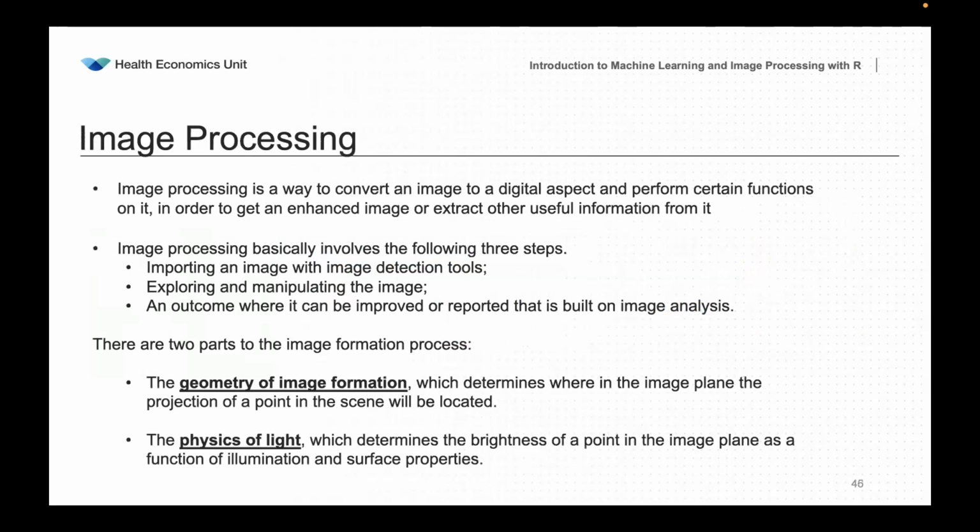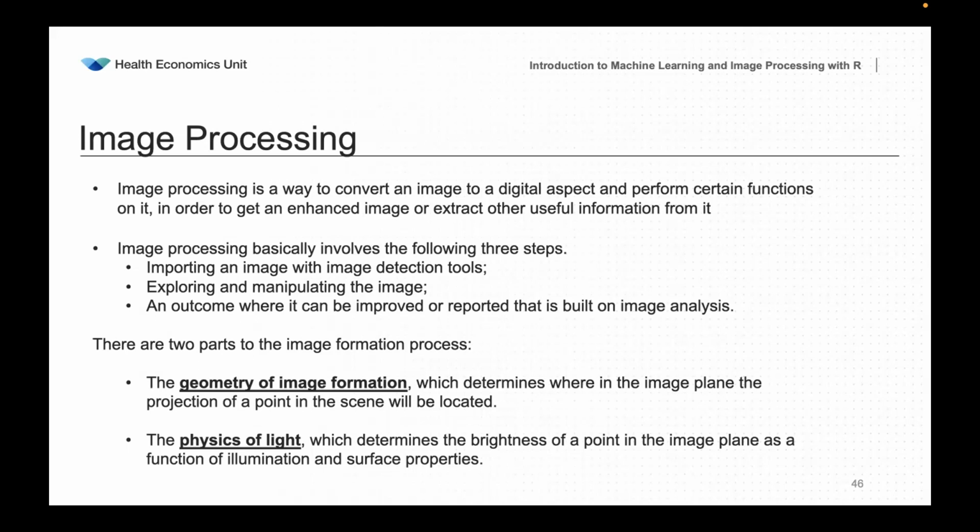So before all this detail, let's see what image processing is. Image processing is the way to convert an image to a digital form and perform certain functions on it in order to get an enhanced image or extract useful information from it. So it is not straightforward. You have some image and you want to apply an imaging algorithm or imaging application. Just as in data we have to do data cleaning and data processing, the image is also data in a different format. So you have to clean the image.